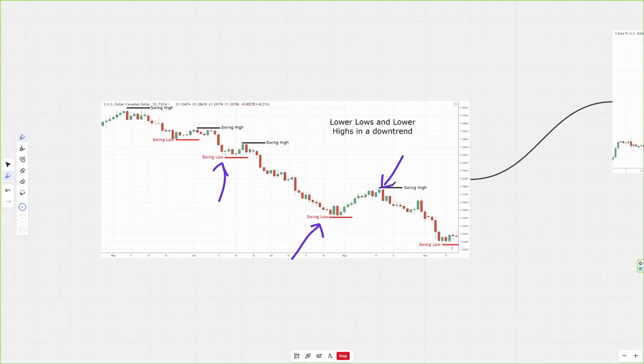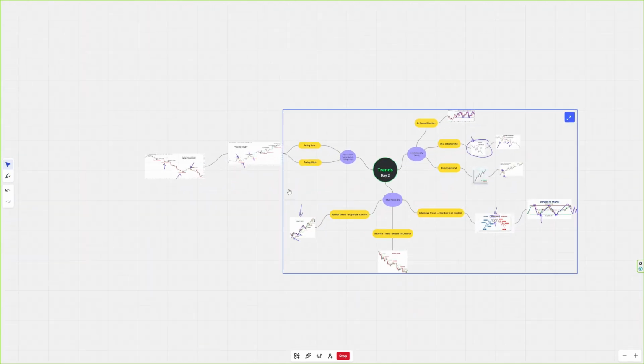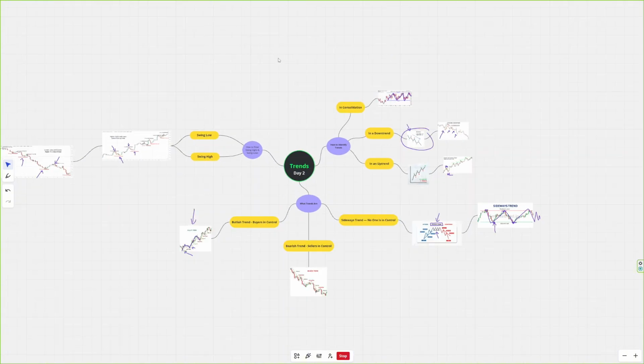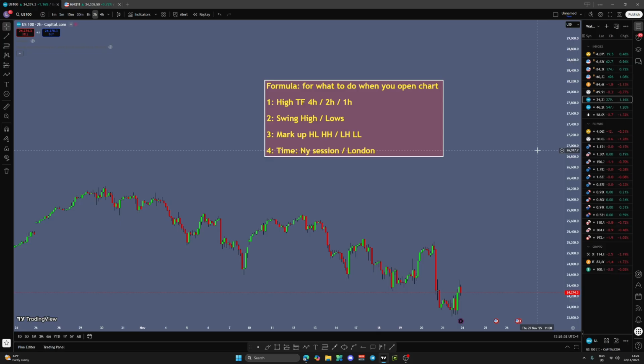So in day 2, you understand bullish versus bearish versus consolidation, and you know how to mark up your higher highs, higher lows, lower highs and lower lows, and you understand how to draw your swing highs and swing lows. Now you understand the core foundation of market structure. Now I'm going to show you how to draw the things you learned today on the real chart. I also have a formula, you can see it here. Follow it if you are confused about how to begin and where to begin, okay?